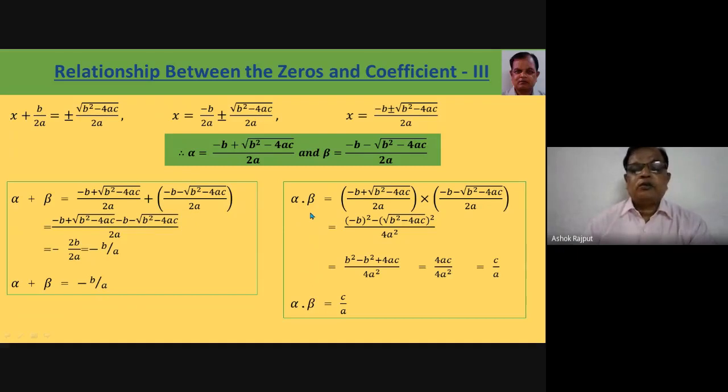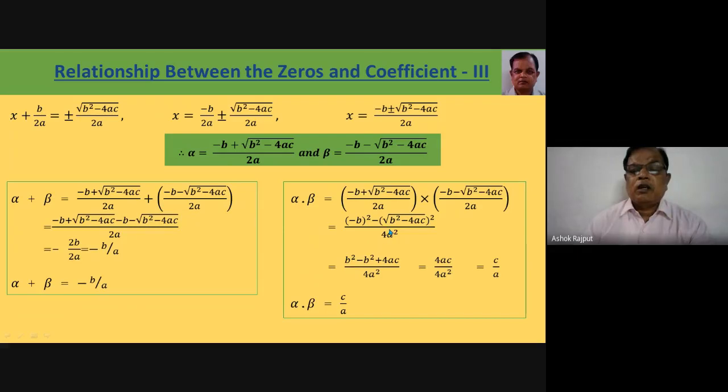Then the product of zeros, we will multiply the values of alpha and beta. So we have written here in the brackets both the values, minus b plus under root b square minus 4ac upon 2a into minus b minus under root b square minus 4ac upon 2a. Here it is the value of a, and this is the value of b, because it is a plus b, and a minus b. So we can write here in the form a square minus b square.